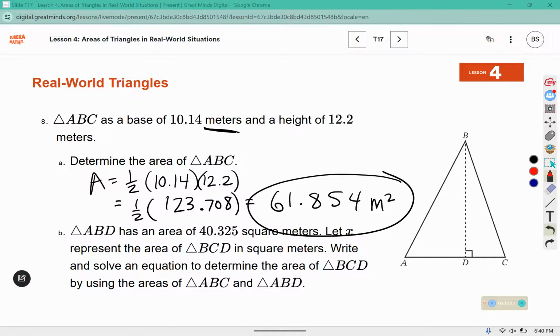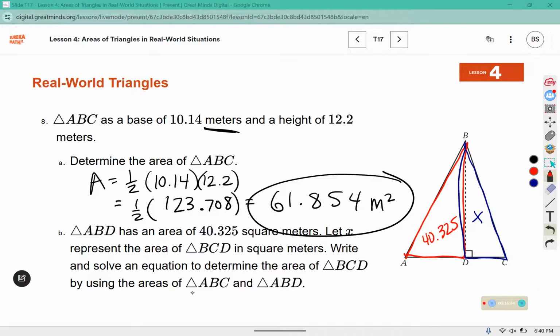Triangle ABD has an area of 40.325 square meters. Let X represent the area of BCD in square meters. Write and solve an equation to determine the area of BCD by using the areas of ABC and ABD.